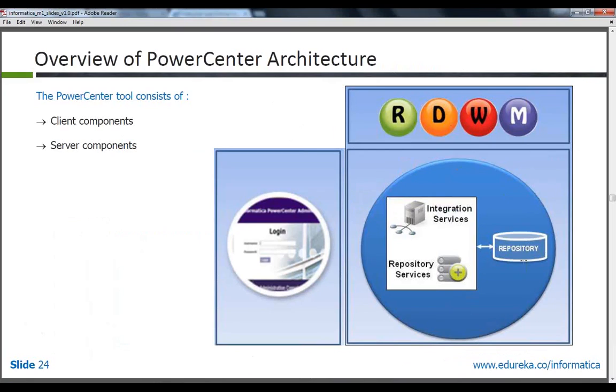Then there is a repository, which is nothing but the metadata repository where all your code would be stored. There are services which will access this repository information and run and manage your code. The one on the left where you see the login is the 5th interface of Informatica. For the administrators, it is called Informatica Admin Console. So this Admin Console, which is a web-based tool, and R, Repository Manager, are the administrative tools, while D, W, and M are the developer tools.